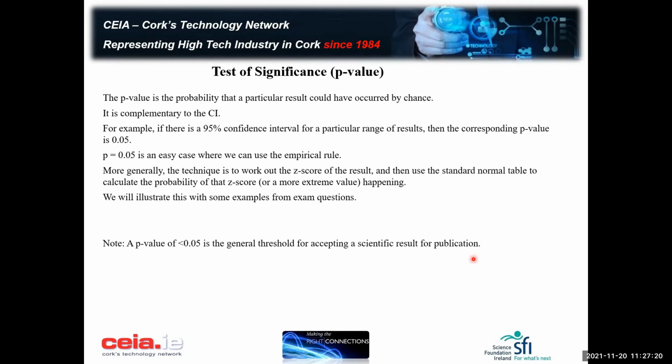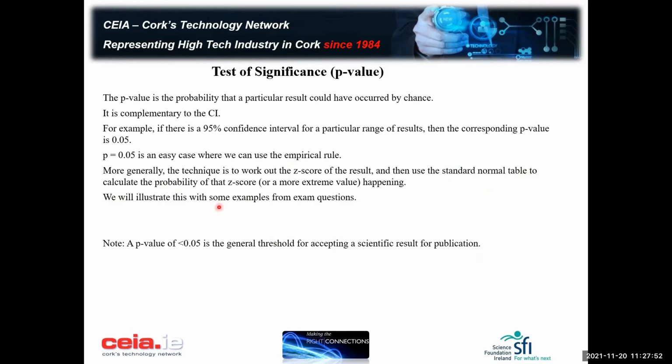And p equals 0.05 is a case that corresponds to a 95% confidence interval, so it means you can use the empirical rule. However, if you're not working with a p of 0.05, then you don't use the empirical rule, and you need to work out the Z score of the results and use the standard normal tables to calculate your probabilities.